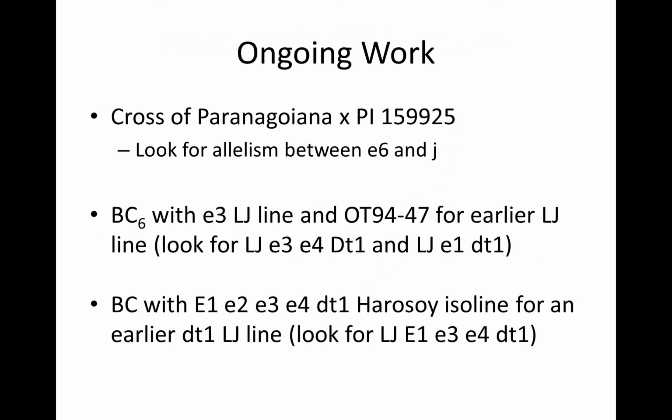This is some of the work that I have ongoing. So currently I have a cross between the E6 and the J lines and I have an F2 growing right now in the 12-hour photoperiod. I want to look at allelism between E6 and J and see if I get any conventional early flowering lines segregating out of there. I also have a plant back cross 6 with an E3 long juvenile line to see if I can get it in an even earlier background.